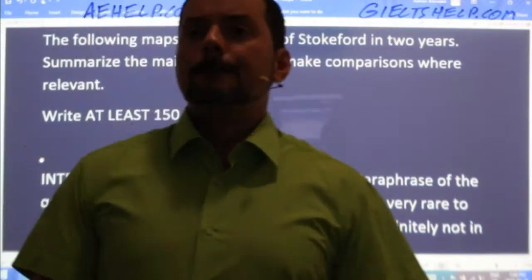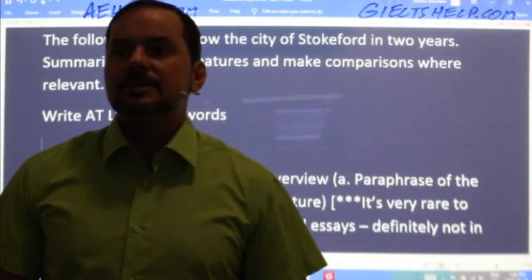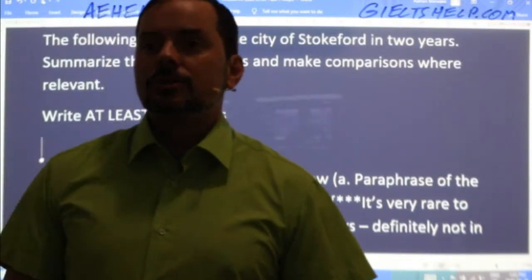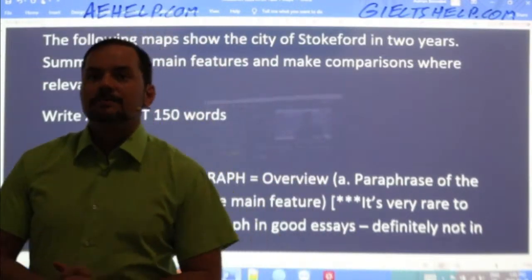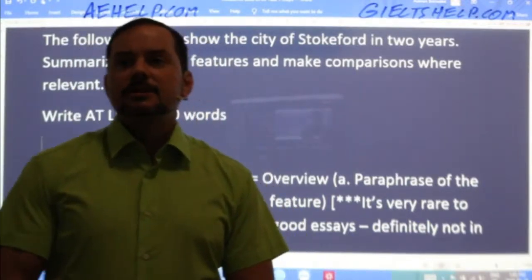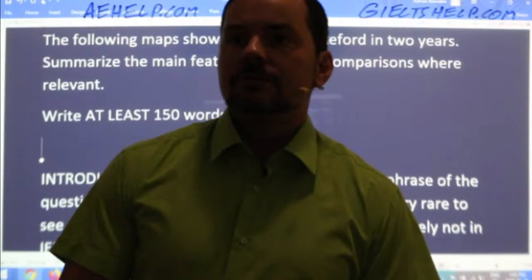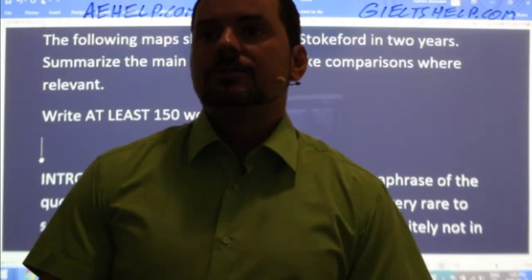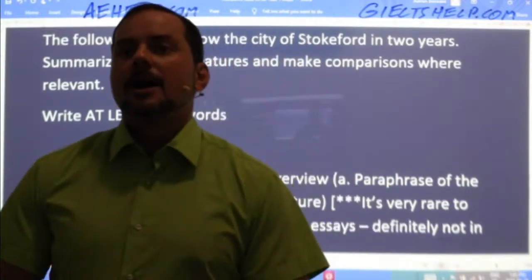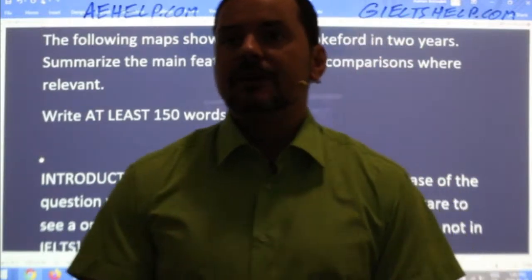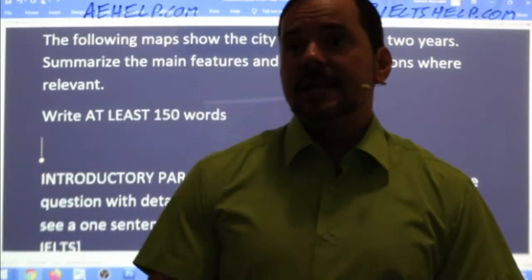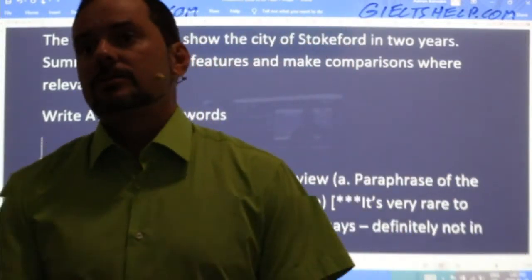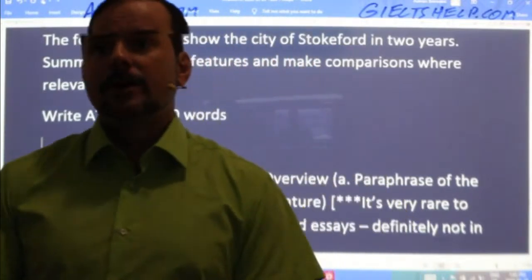So let's see. Abhishek says, the maps illustrate the layout of the city of Stokeford in 1930 and 2010. Okay, sure, that's good. Baekjeon says the given two blueprints depict the changes which occurred in the town of Stokeford, located on a river, in the years 1930 and 2010. That's nice as well. Kyber says the given maps provide information about the development of Stokeford town over a period of 80 years, with a snapshot of 1930 and 2010. Yeah. Okay, Kyber, that works.